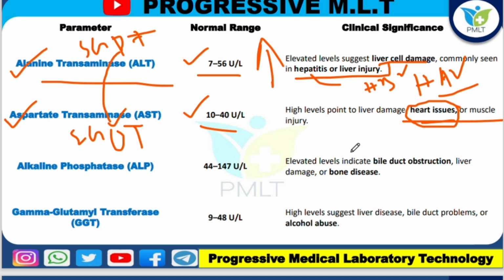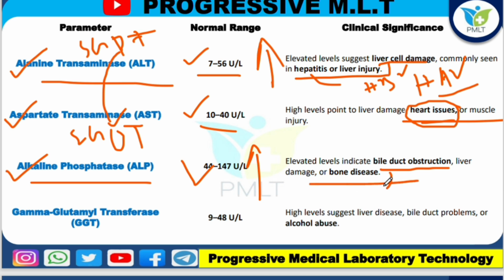alkaline phosphatase is also an enzyme which is produced by the liver. If it is elevated, it can indicate bile duct destruction, so this enzyme level is elevated. After that, there can also be bone disease. This parameter is also used for bone disease.